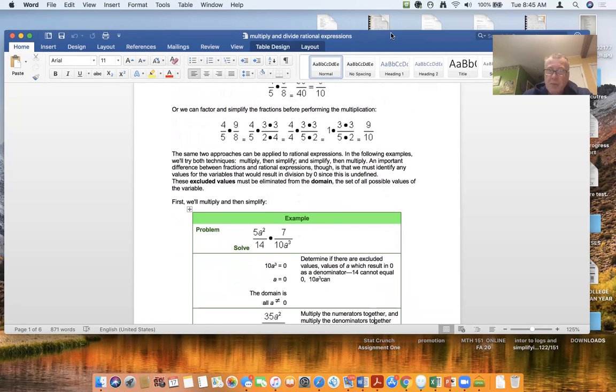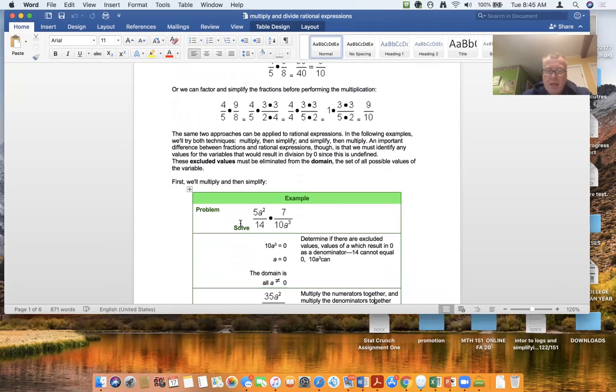Let's look at an example with variables. In this one we have 5a squared over 14 times 7 over 10a to the third. So now the 14 is 7 times 2. That means the 7 and the 7 with the 14 cancel out. The 10 is 5 times 2. So that means the 5 and the 5 here cancel out. A squared over a to the third, these will cancel, giving us an a.